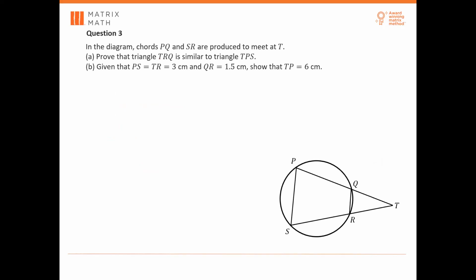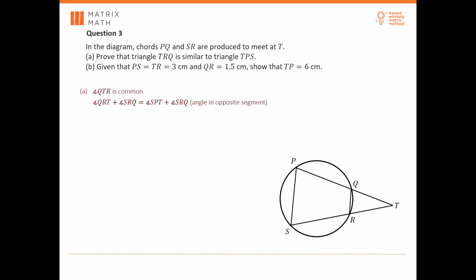Let's move on to question 3. So now prove that triangle TRQ is similar to triangle TPS. Okay, so firstly, this angle is common. It is shared by both the small triangle and the big triangle. So QTR is a common angle. Okay, next one, we're going to use angle in opposite segment.